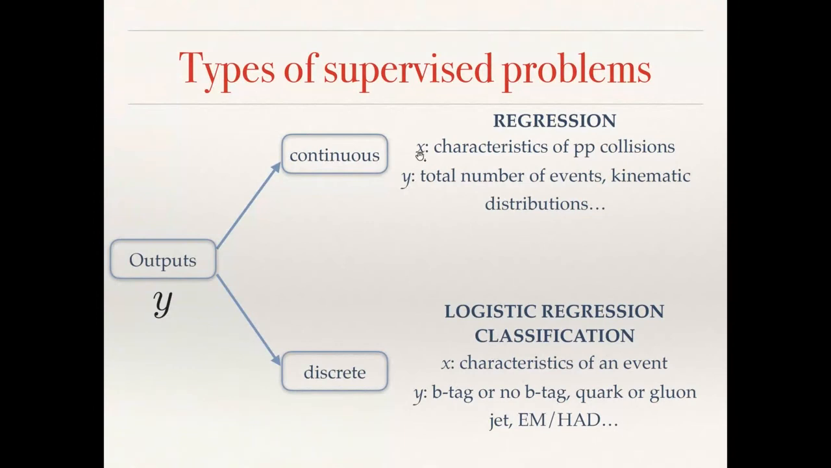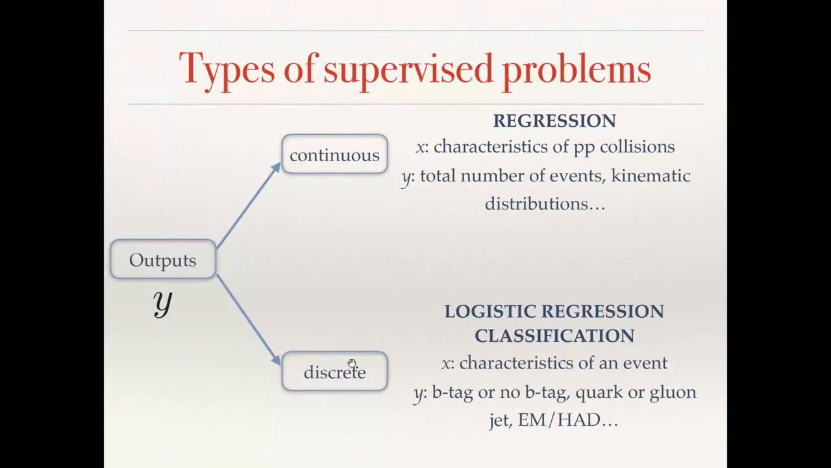For example, X could be the inputs, the characteristics of PP collisions: how, for example, the protons are approaching each other, and at the moment of collision, what kind of characteristics they have. And Y could be an output from this input, which will be the total number of events, the kinematic distributions that they lead to, and so on. So those are obviously continuous.